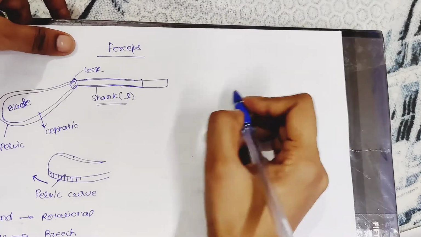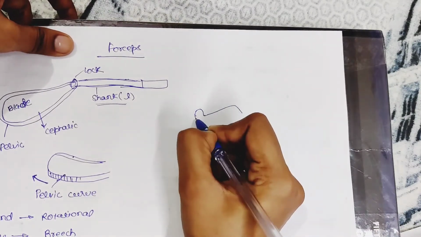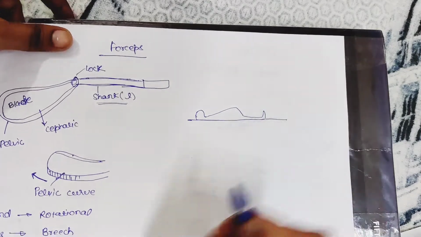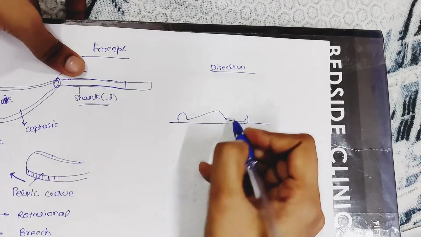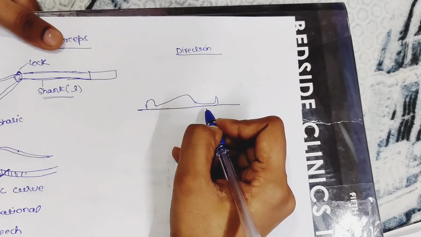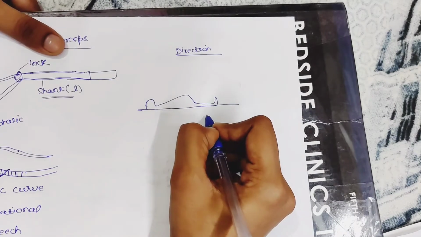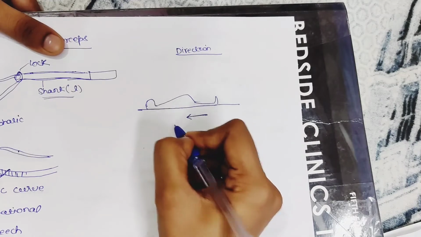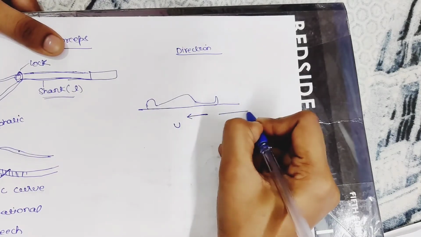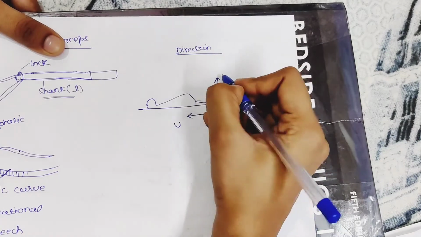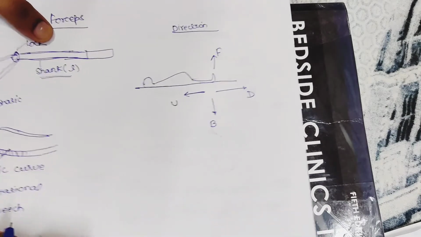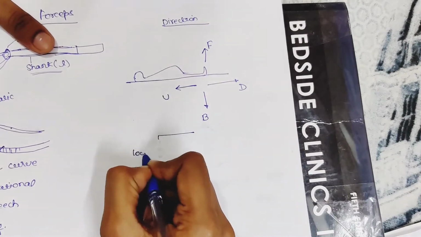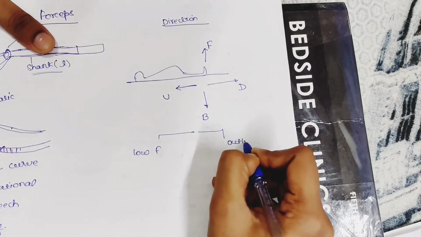So let's discuss how we apply forceps, in which direction. The patient should be in lithotomy position. Suppose this is a table, the patient is in lithotomy position. Direction of pull: the direction is decided with regard to the mother's abdomen. So this is upward for the mother, this is downward. Toward the mother's abdomen is forward, toward the mother's back is backward. So the direction is with regard to the mother's abdomen. If we are applying low forceps or outlet forceps, the direction differs.